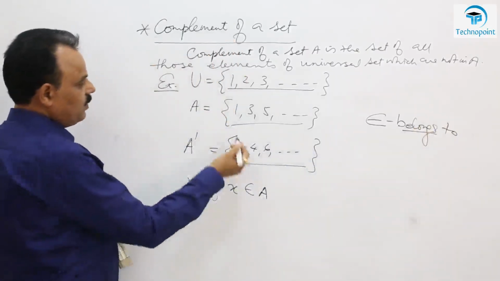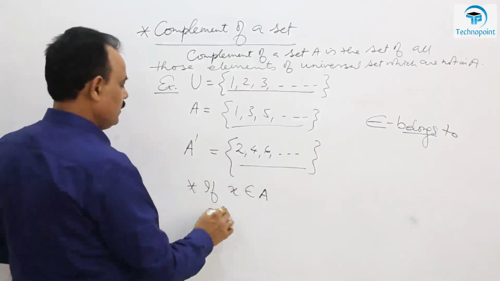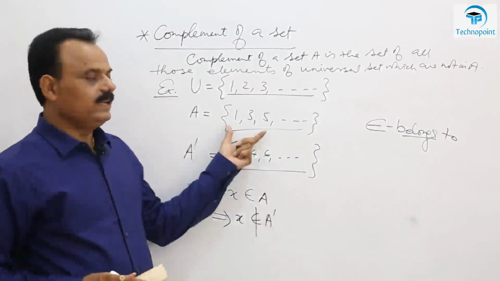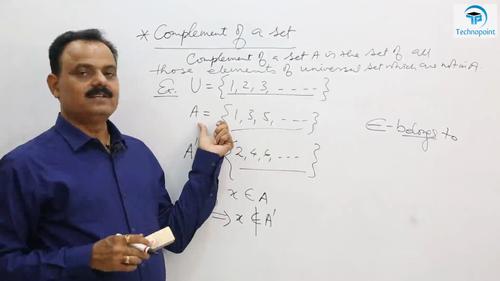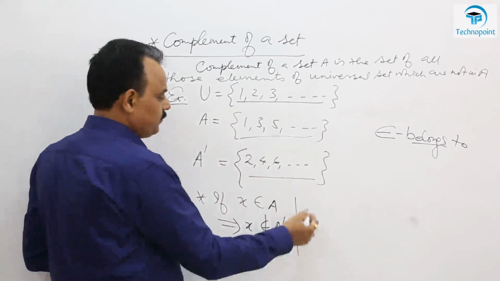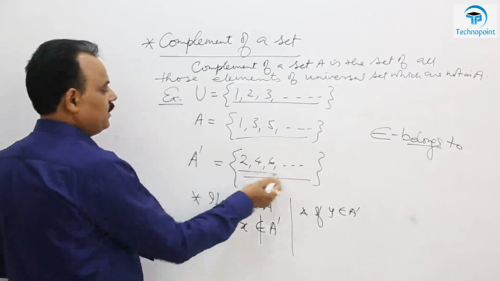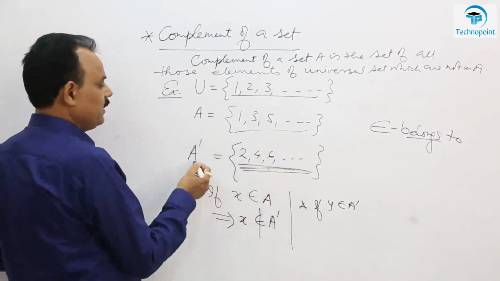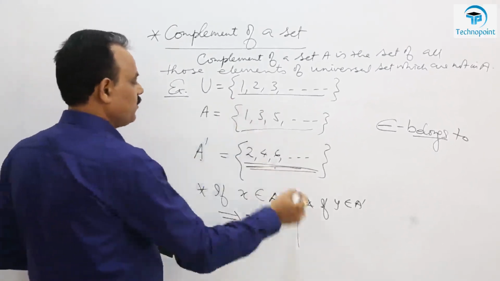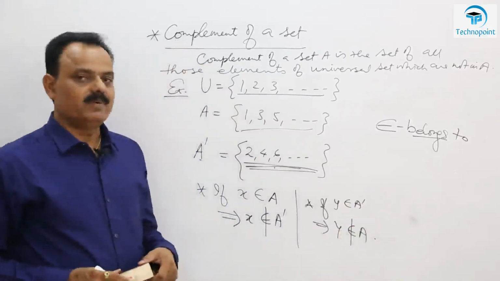So obviously if X belongs to A, then will it be in A dash? Obviously not. This implies X does not belong to A dash. If any element belongs to any set, then it will not belong to its complement. Similarly, if Y belongs to A dash, then obviously it does not belong to A. So this is the complement of any set.